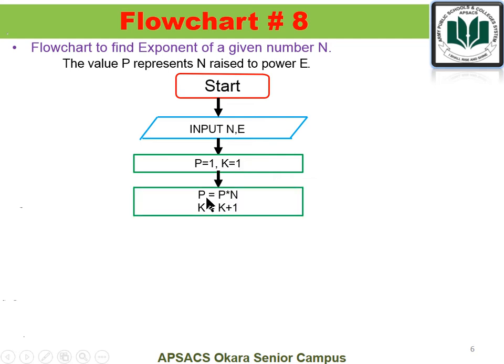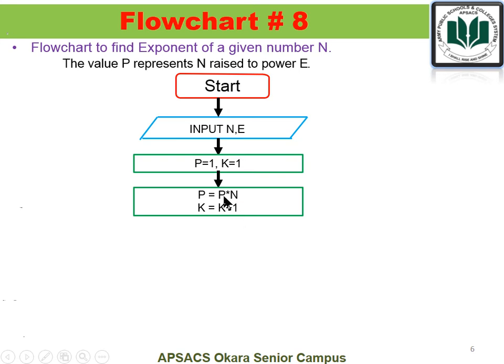So we will be using the formula p equals p times n. We will multiply the value of p with n. The first value of p is 1. The first value of n, the number, is 5, and its exponent is 3.